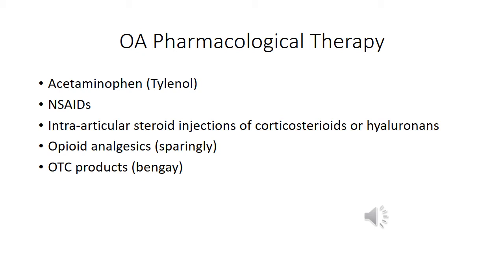Pharmacological therapy includes acetaminophen and NSAIDs, intra-articular steroid injections of corticosteroids or hyaluronins. Corticosteroids decrease inflammation and hyaluronins provide lubrication to the articular surfaces. Opioid analgesics are for extreme pain; these should be used sparingly. There are also other over-the-counter products such as Bengay.